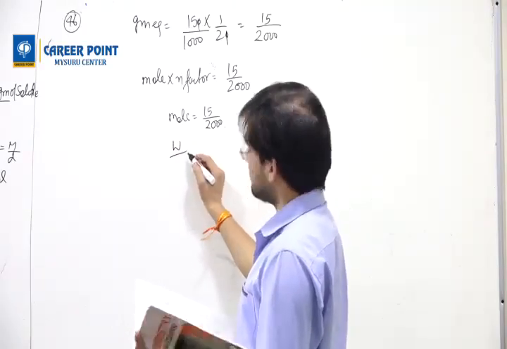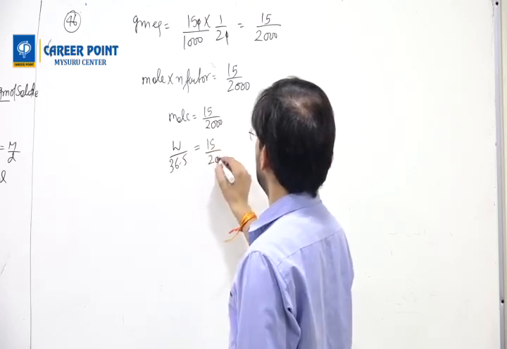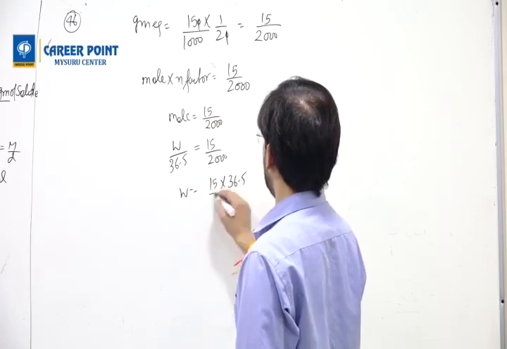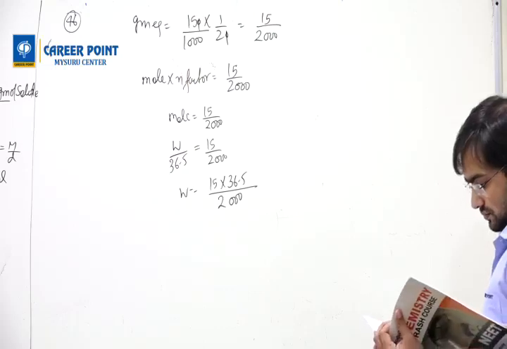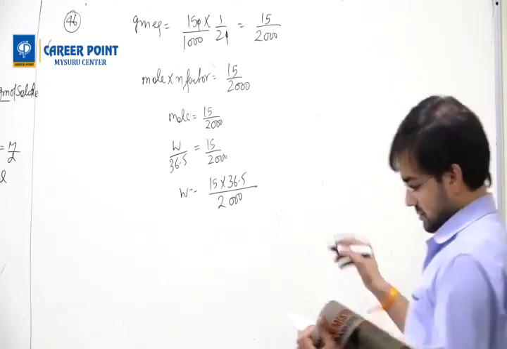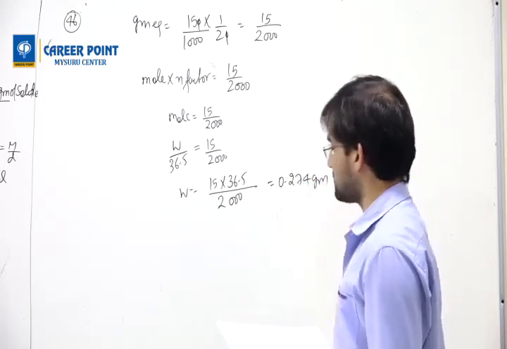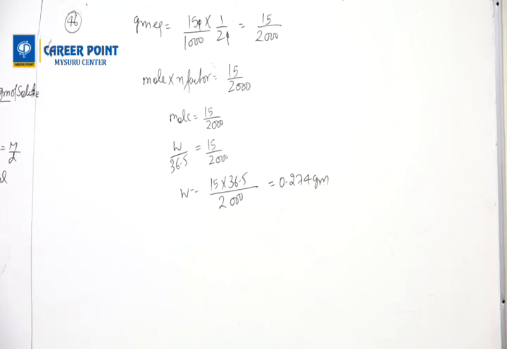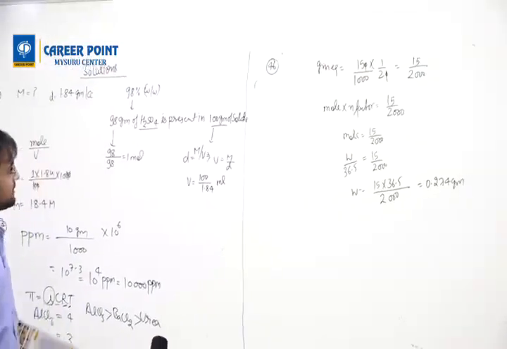But they are asking mass of HCl. So this is 36.5. 15 by 2000. So W equals to 15 into 36.5 by 2000. This will come somewhere as 0.274 grams. So this is question number 46. Question number 30 I already solved here. 30 is here. Then question number 19 also, right? 19 I haven't solved.